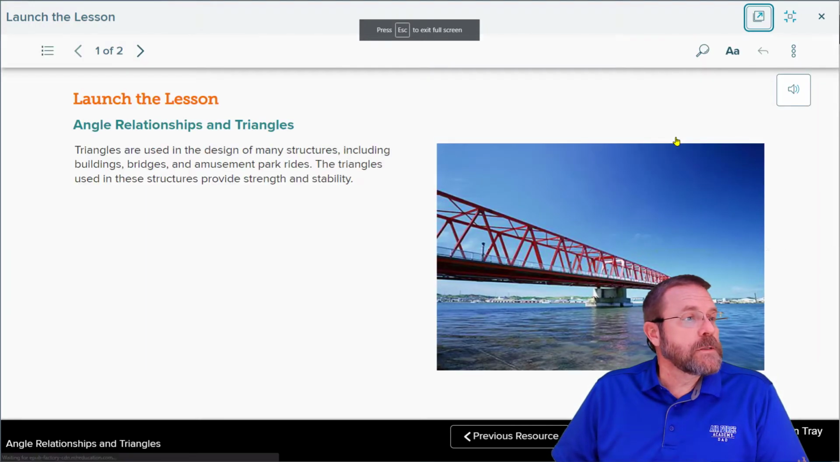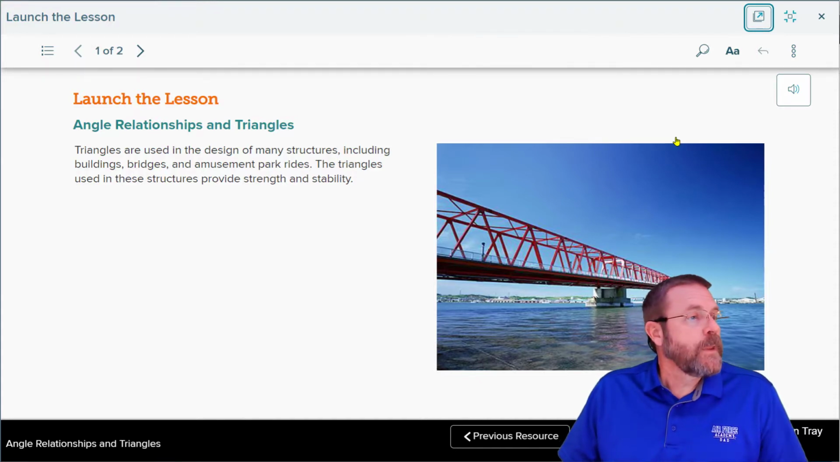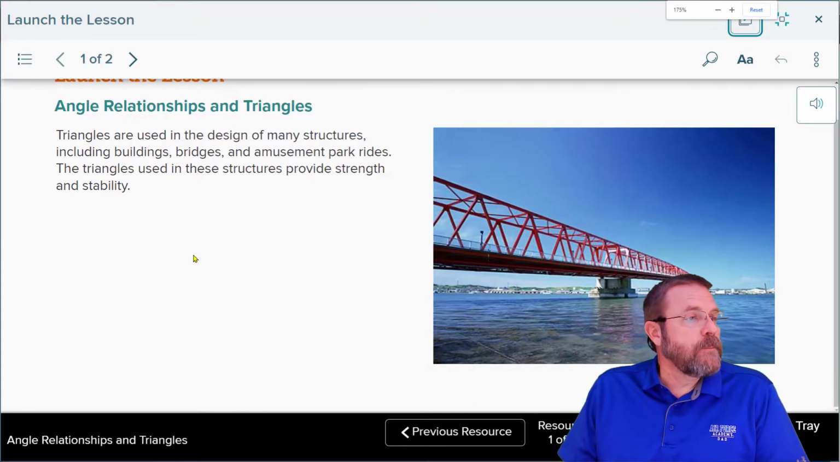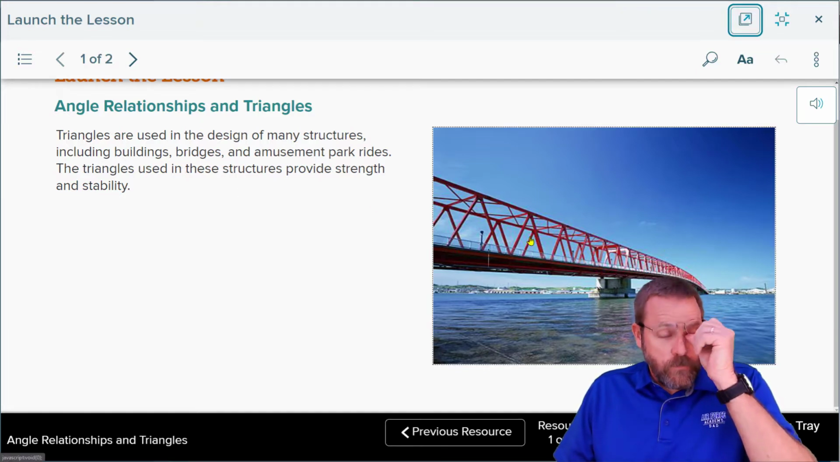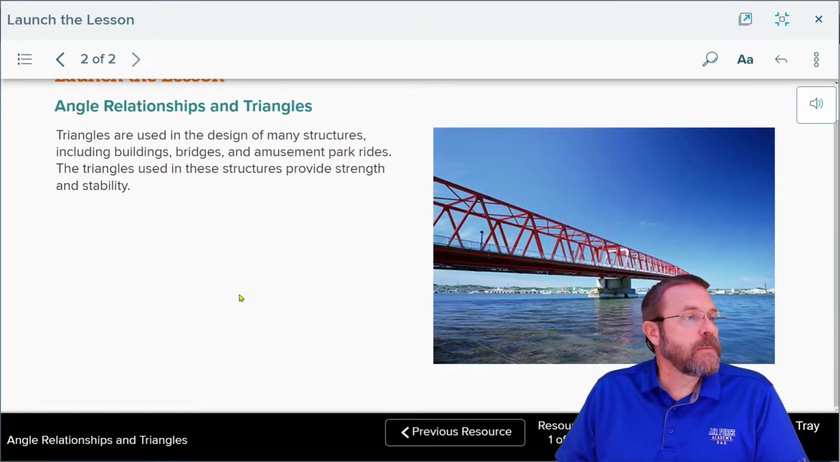Pulling it up, we have 19 slides on angle relations, so 2 days is probably pretty accurate. Angles are used to design many structures, including bridges, buildings, and amusement park rides. The triangles used in these structures provide strength and stability. And you can see in this bridge, there you have a lot of triangles being used, isosceles triangles coming together to give that bridge strength and stability. Let's keep going from here.